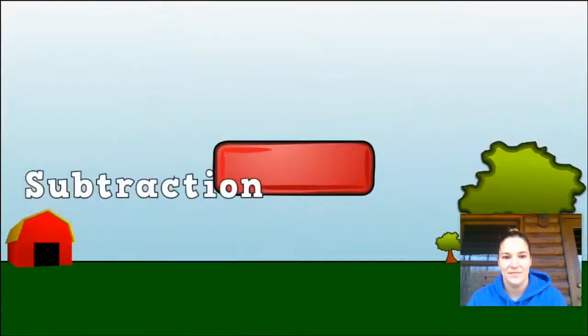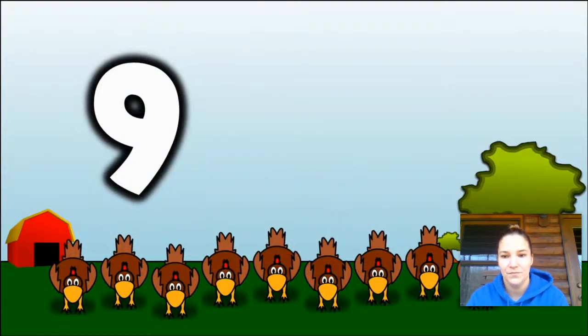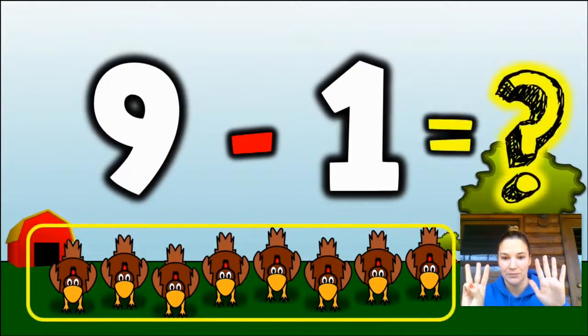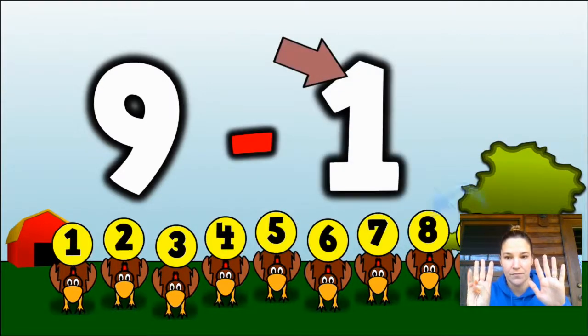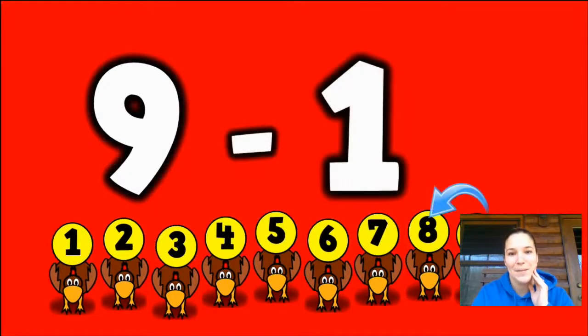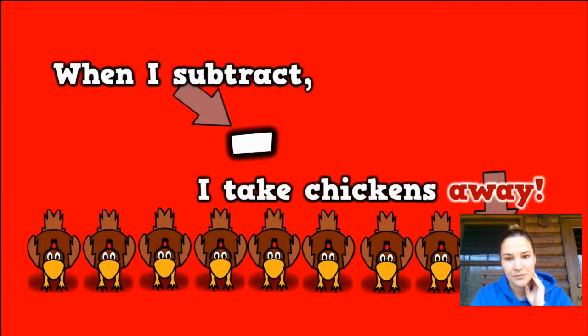Why don't we try a subtraction story this time? Once upon a time, there were 9 chickens. One chicken went away. Let's do this one with our fingers. How many chickens were left over on the farm? Well, I know I started with 9 chickens. And I know if I subtract 1, that means I'm going to go 1 number before 9. Let's see what that number is. Oh, that's right, that's the number 8. So 9 minus 1 equals 8. When I subtract, I take chickens away.